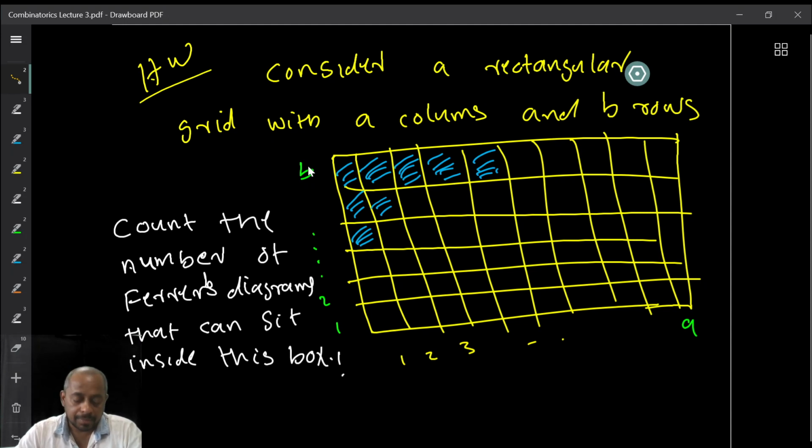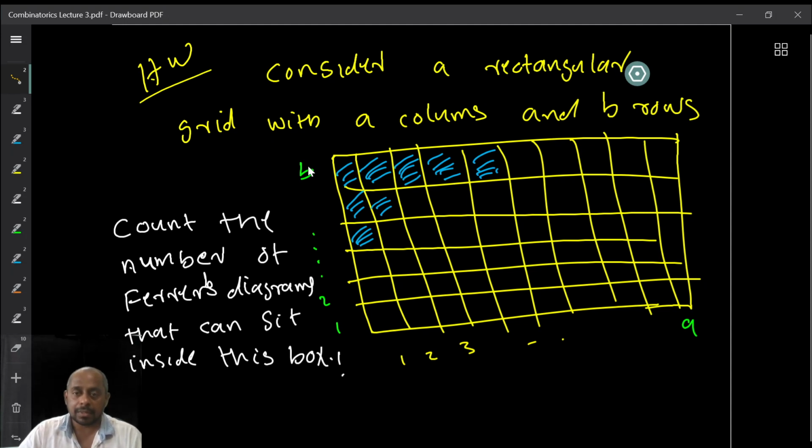Now, what we were looking at previously was Ferrers diagrams. Now, Ferrers diagrams are left and top justified. So, let us see how many such Ferrers diagrams can sit inside this box. Here is the grid-shaped box, and in this box, we want to see how many Ferrers diagrams can be put inside, so that they fit completely inside. Can you count the number of such Ferrers diagrams that sit inside this box of size A cross B?